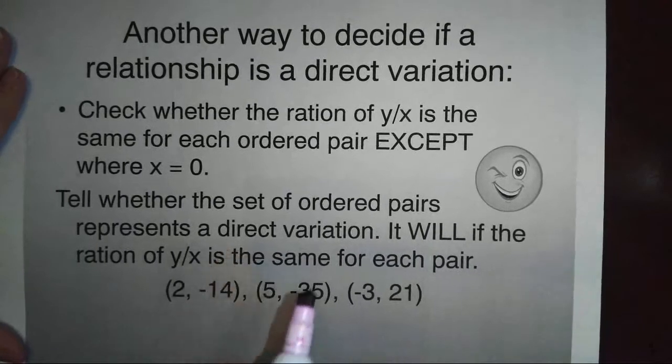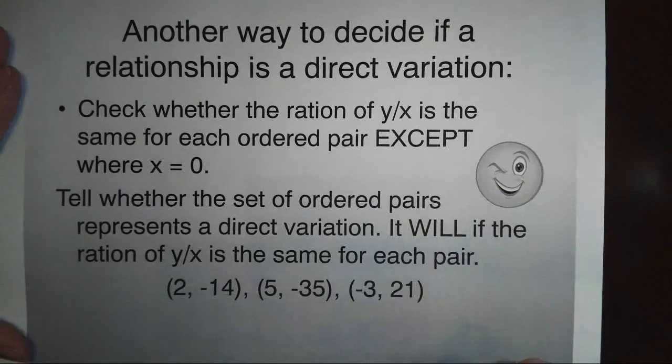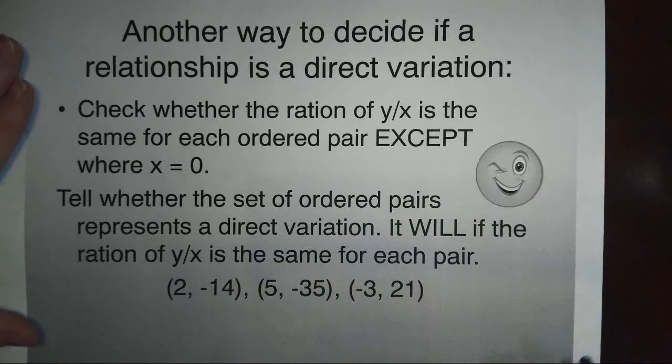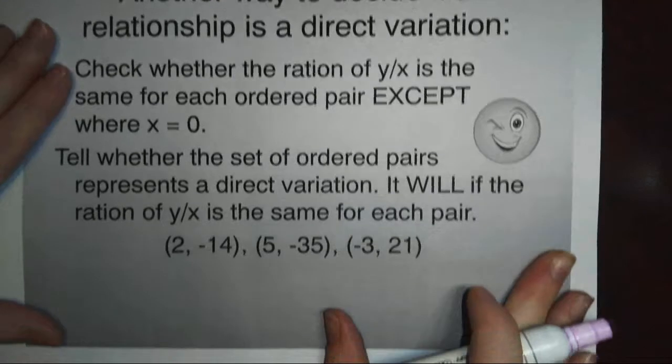So if you're looking to see if a table or a set of ordered pairs is a direct variation, you divide each of your y's by their corresponding x's. And if you get the same number every time, that is considered a direct variation.